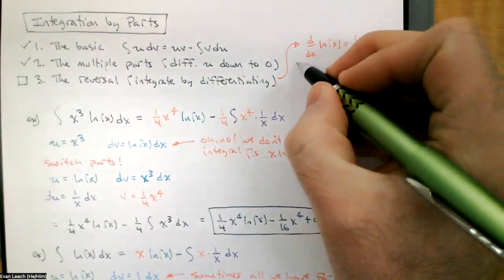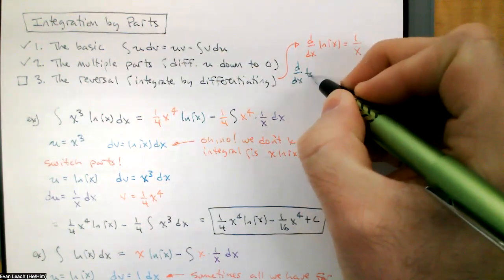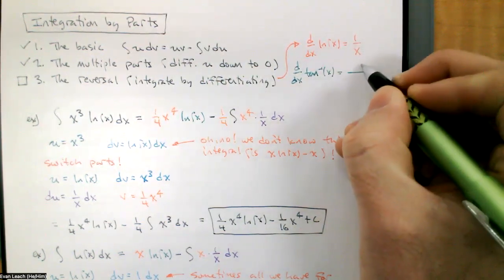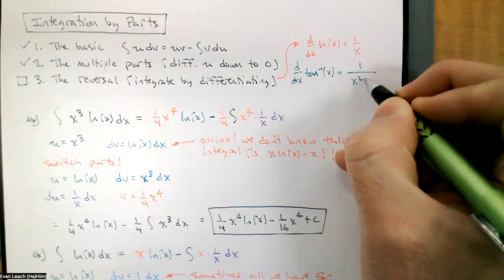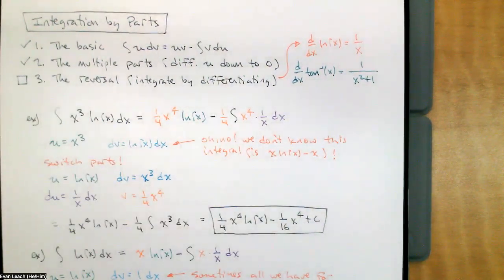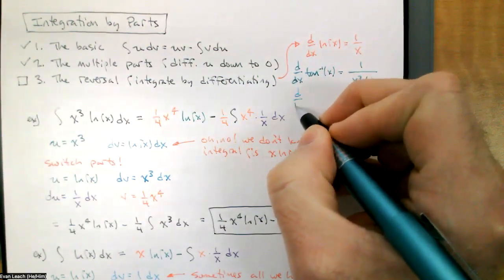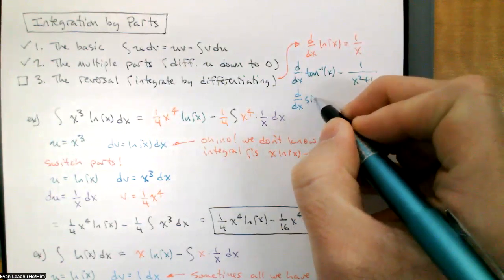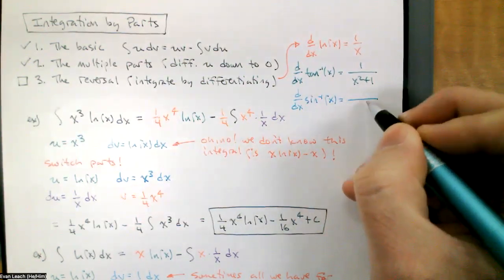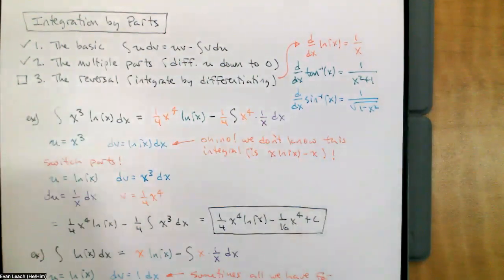The derivative of tangent inverse is 1 over x squared plus 1. The derivative of sine inverse is 1 over the square root of 1 minus x squared.